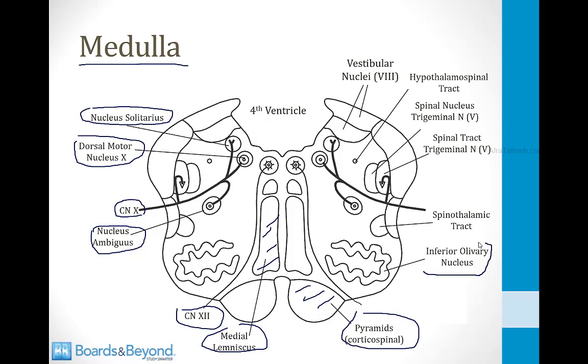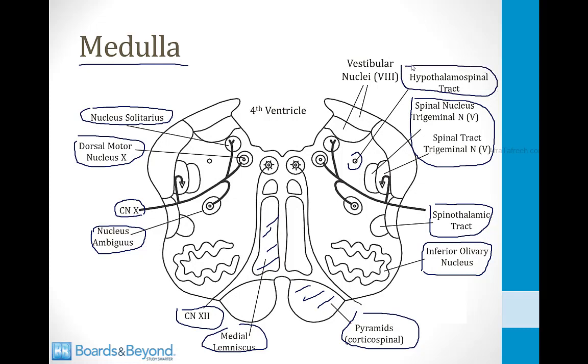Here we have the inferior olivary nucleus, and remember I told you that doesn't do anything clinically important, but it's how you can recognize the medulla very easily. Here's the spinothalamic tract carrying pain and temperature information from the arms and legs. Up here we've got the nucleus and tract of the trigeminal nerve, so that's pain and temperature from that side of your face. This little circle right here is the hypothalamospinal tract, so this is carrying your sympathetic nerve fibers from the hypothalamus, and damage there will give you a Horner syndrome.